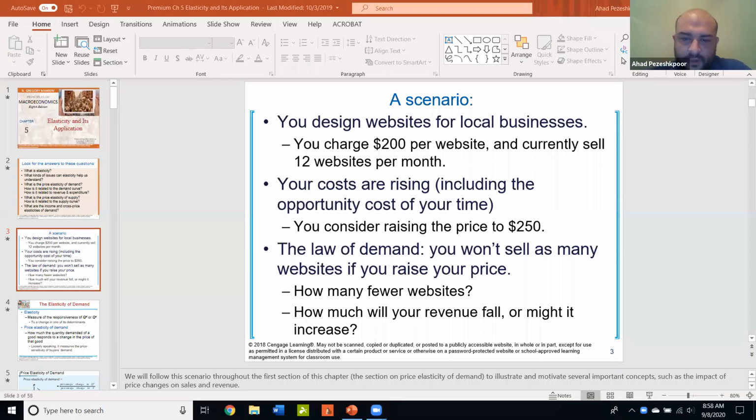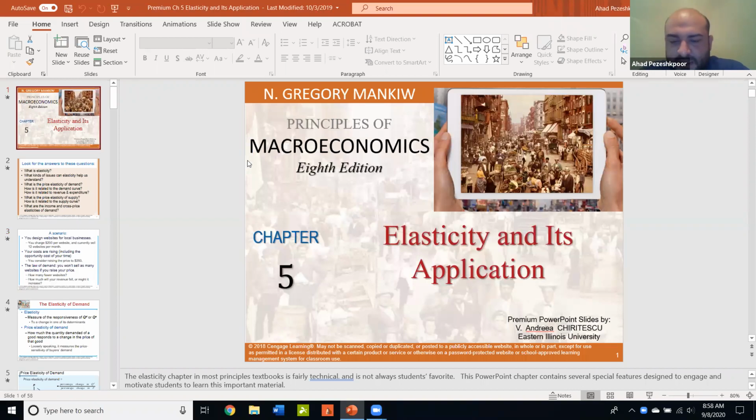Hello everyone, welcome back. Today we'll be talking about Chapter 5, Elasticity and its applications. Now, before we talked about the supply curve, demand curve, and how they interact with each other to give us a clear picture of the equilibrium point at which transactions happen. Now, in this session, we're going to talk about exactly the mathematics behind these transactions.